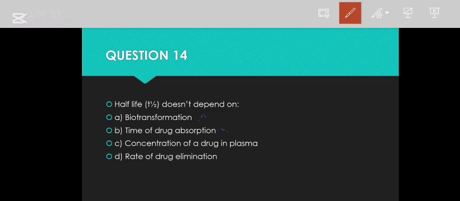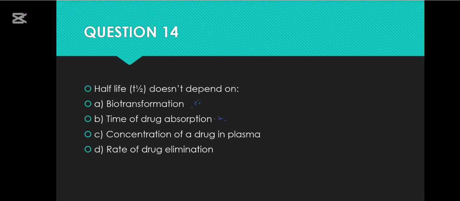Yes, to some extent. Concentration of a drug in the plasma. Rate of drug elimination. So half-life doesn't depend on which one? The half-life does not depend on time of drug absorption, concentration of drug in the plasma, or rate of drug elimination. What doesn't affect the half-life?